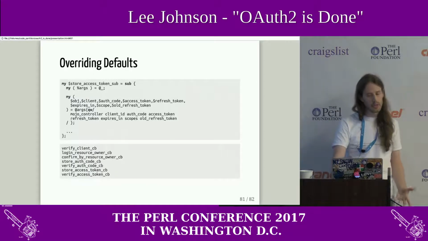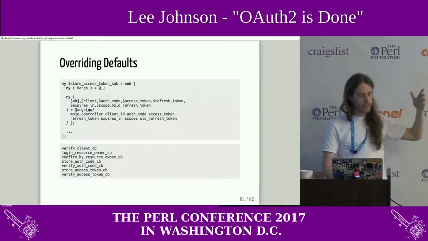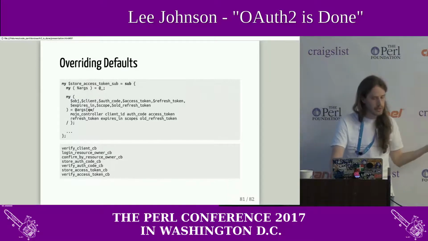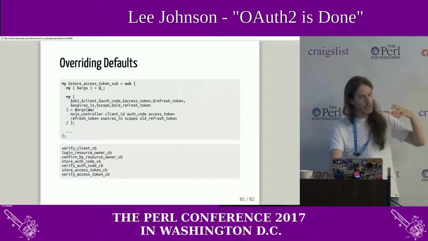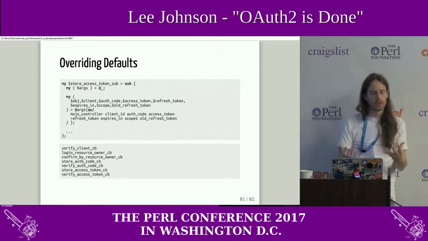And you can override every single step of the flow. These are obviously not used by all of the different grant types. They're used by the first one because these are all there. But obviously, if you're just using a client credentials grant, you don't need to store an auth code because there is no auth code in that particular flow.